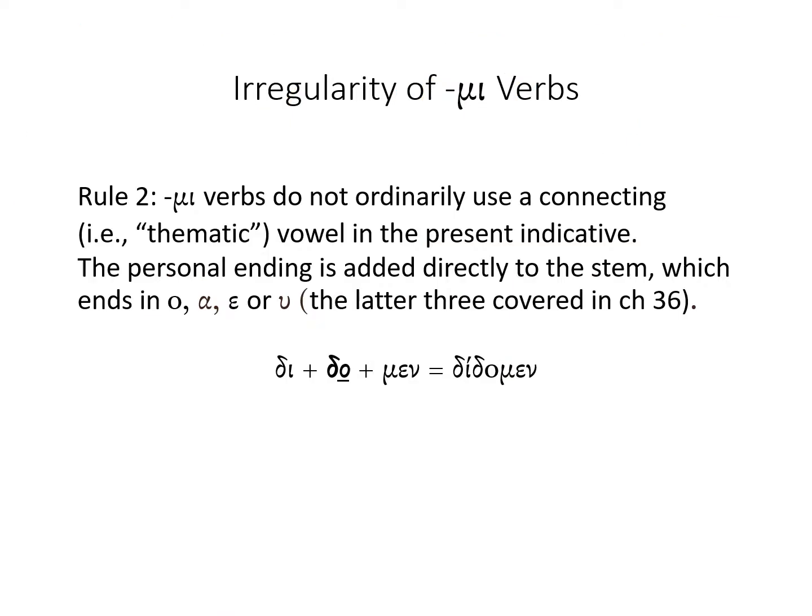The second rule, as Mounce calls them here, principles that we can see, is that mi verbs do not ordinarily use a connecting or a thematic vowel. They are athematic. They don't include a vowel. So this vowel that we're looking at here, let me draw that line a little more clearly here. This omicron is not a connecting vowel. We have seen that connecting vowel pattern. Remember, O, E, E, O, E, O. But this is just the actual stem vowel.